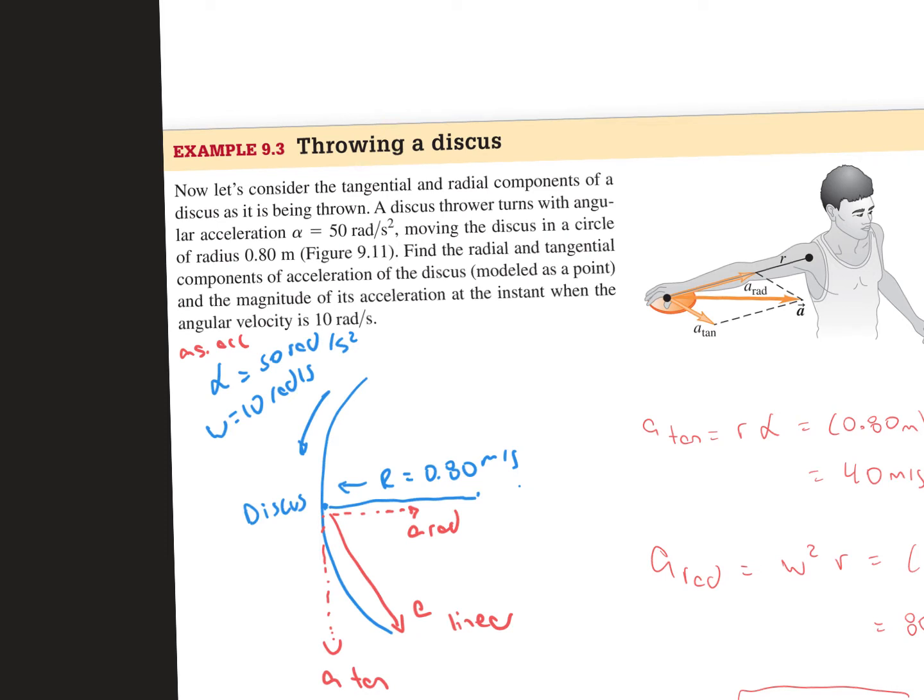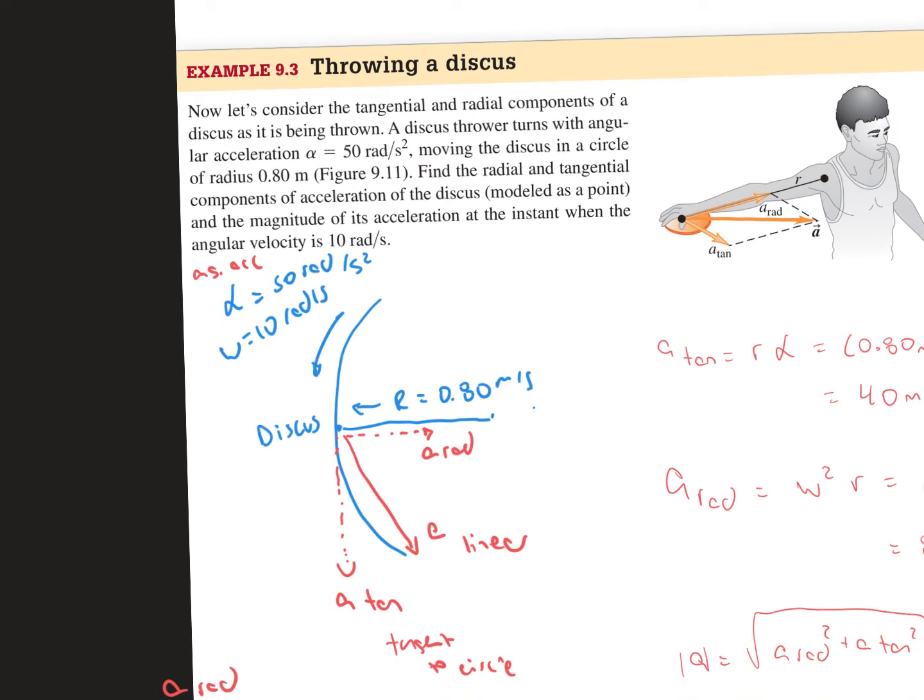So we just draw a picture to represent it, and we have the radius up here, and it's going to be 0.80 meters. We have the discus going to the left at this point, and we have the angular acceleration, 50 radians per second squared. But now the radial and the tangential components are going to be like this.